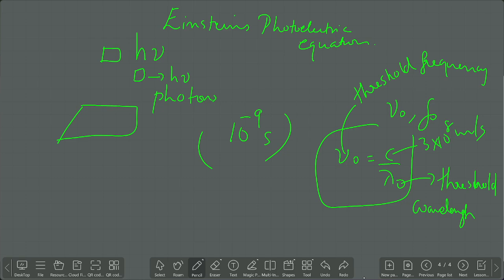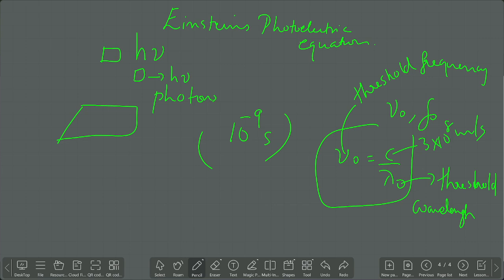Badrinath, you have written this. Show me where you have written. What I am saying extra now is only from the exam point of view. If you don't want it, no need to sit through it. So what is it? Nu 0 is equal to C by lambda 0. Lambda 0 is the threshold wavelength. Nu 0 is the threshold frequency. Hope this is clear.